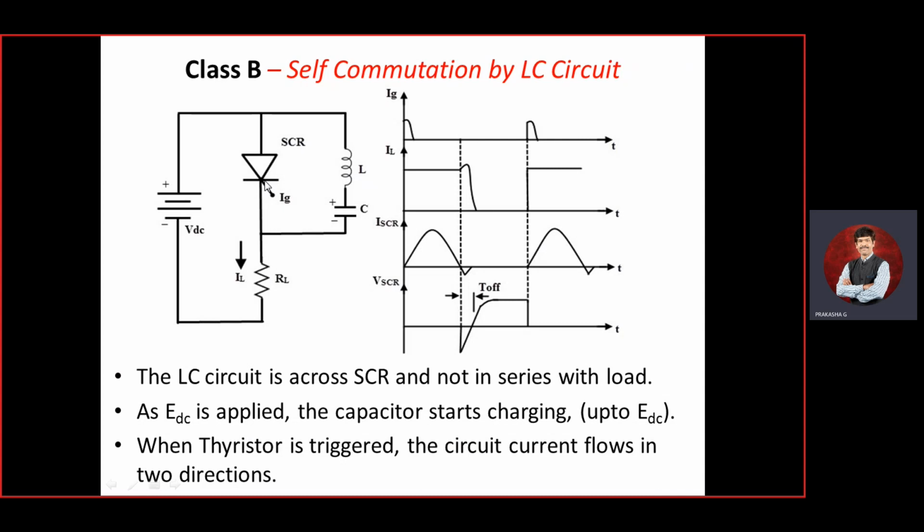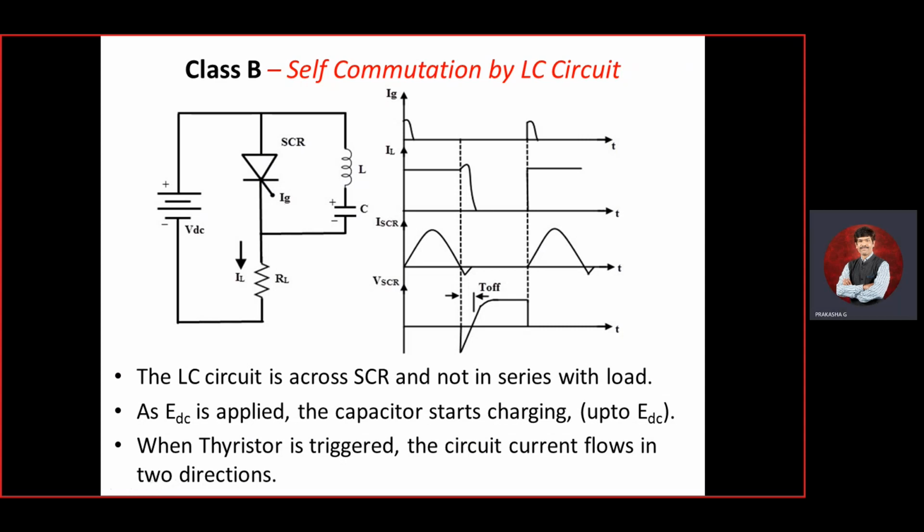Now, if that is the case, how exactly does it differ from class A? This LC circuit is across the SCR and not in series with the load. Clearly it is mentioned, L and C are across the thyristor, not in series with it. That is the first difference.